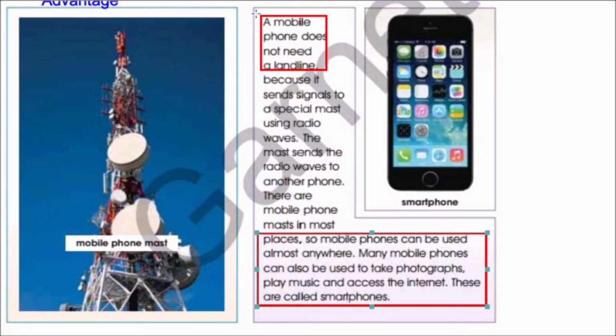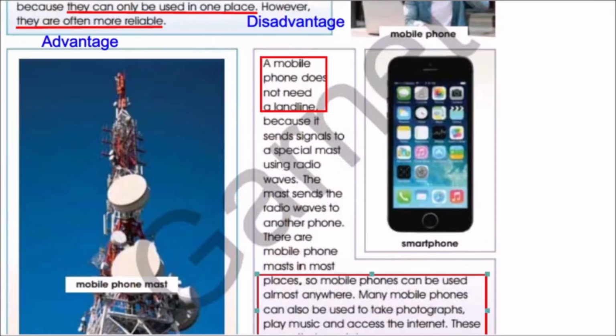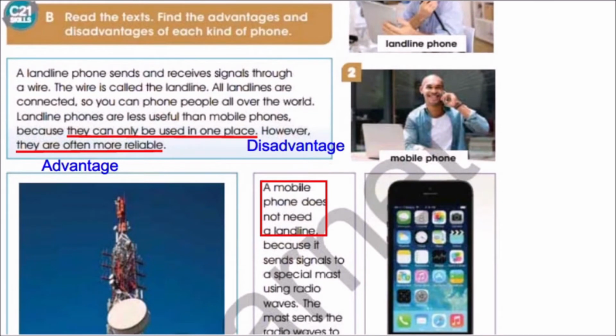But what are the disadvantages of mobile phones? Yes, they are less reliable than a landline phone because they're not connected by lines. So they are less reliable, yes. Now, let's go back to the landline phones. Let's talk more about advantages.